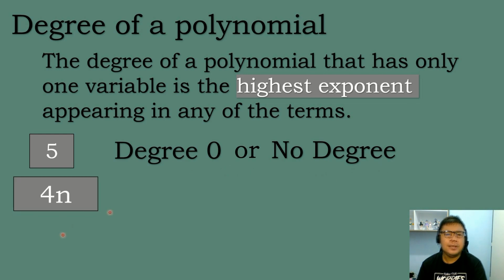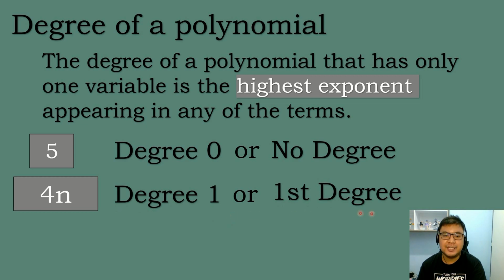Next example, the polynomial 4n has a degree of 1 or first degree because its exponent is equal to 1. It has a variable n, therefore it has an exponent of 1. Then, next one, x squared minus 10x. We have two terms here, therefore it is a binomial, and we will look at the variable which has the highest exponent. In this case, the variable with the highest exponent is x squared.